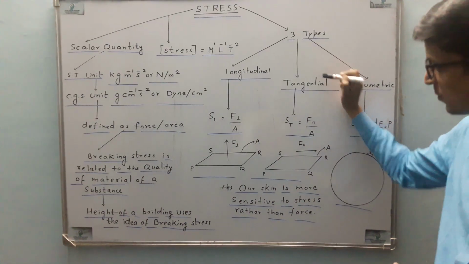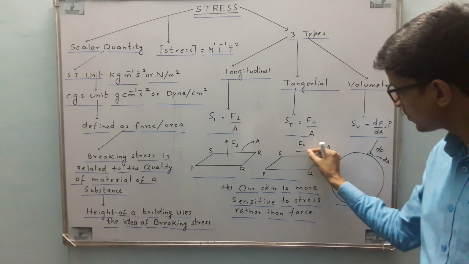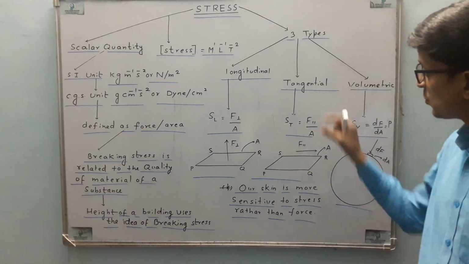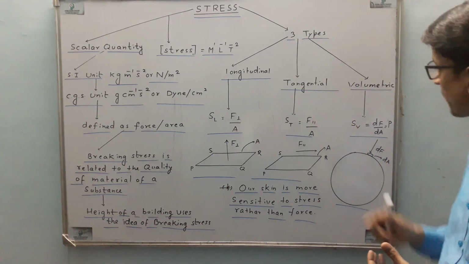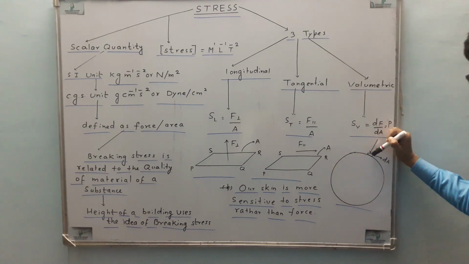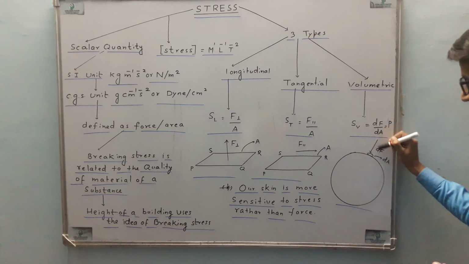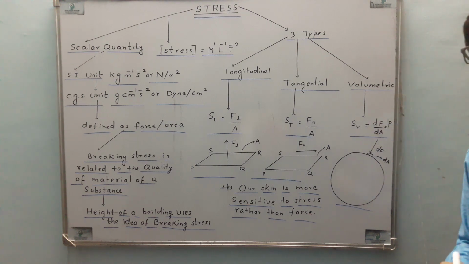Similarly, for tangential force, suppose this is the surface PQRS, and the force acting parallel to the surface has a magnitude F parallel. So tangential stress is defined as F parallel divided by A, where A is the area. Now volumetric stress: suppose you apply force on a sphere, and over a very small element of area dA, the normal force is dF. So the ratio of dF and dA is defined as the volumetric stress or the pressure.